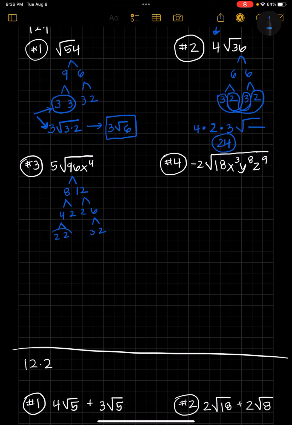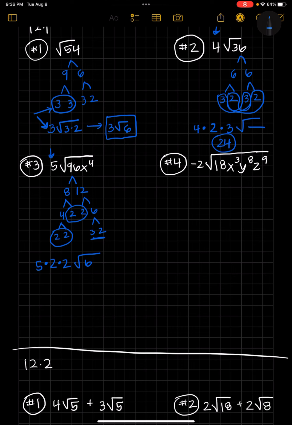I'm going to circle my pair, so I have a pair of 2s right here and a pair of 2s right here. And that's it. Which means that I'm going to have 2 2s on the outside plus this 5 right here. So I'm going to also multiply by 5. And then what's left on the inside is these things. So 3 times 2, which is 6.